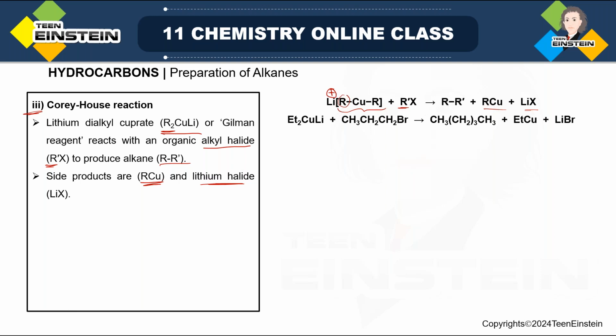Now this is the general reaction, but next we have seen an actual example. So in this case, the ethyl group is our R group, isn't it? And this is our R'. So when these two are connected, here we are getting 2 carbon, here we are getting 3 carbon. So total number of carbon will be 5. And there is no branching, so the final product is always linear. This is EtCu, which is this one. LiX is LiBr.